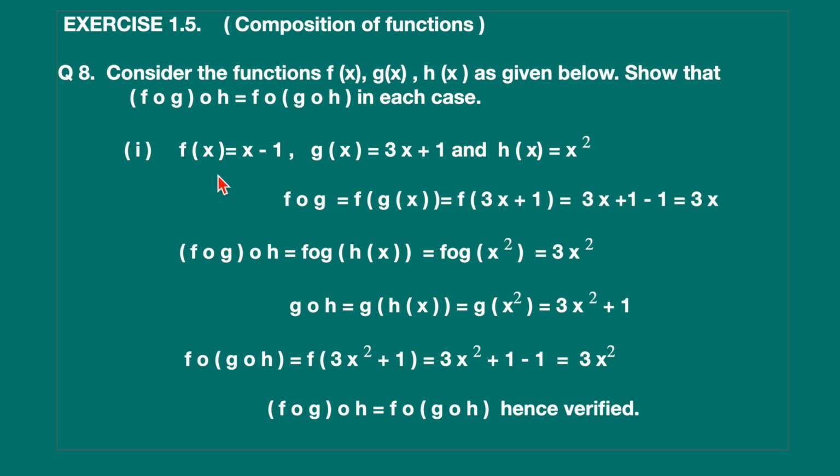f at x is x minus 1. Here in place of x, if I write 3x plus 1, here also I should write 3x plus 1. So this will be equal to 3x plus 1 minus 1. See, I have written it. So f at 3x plus 1 is equal to 3x plus 1 minus 1 is equal to 3x. 1 will get cancelled. Now we found out fog, which is 3x.